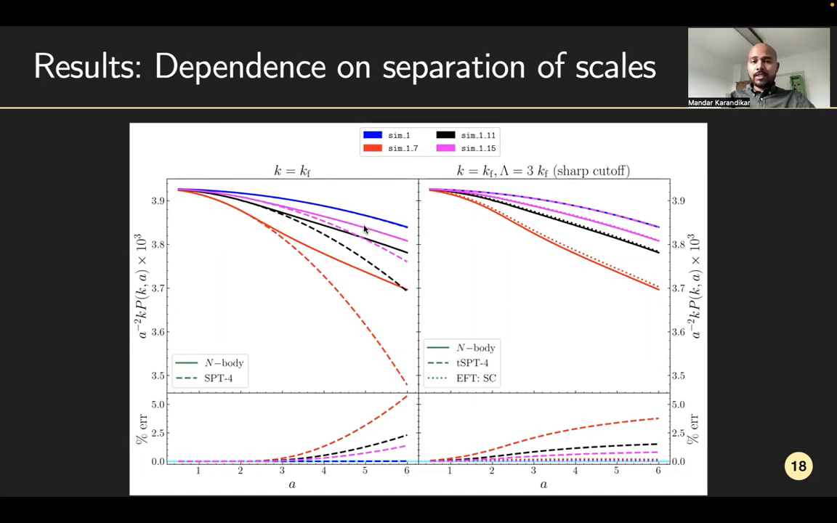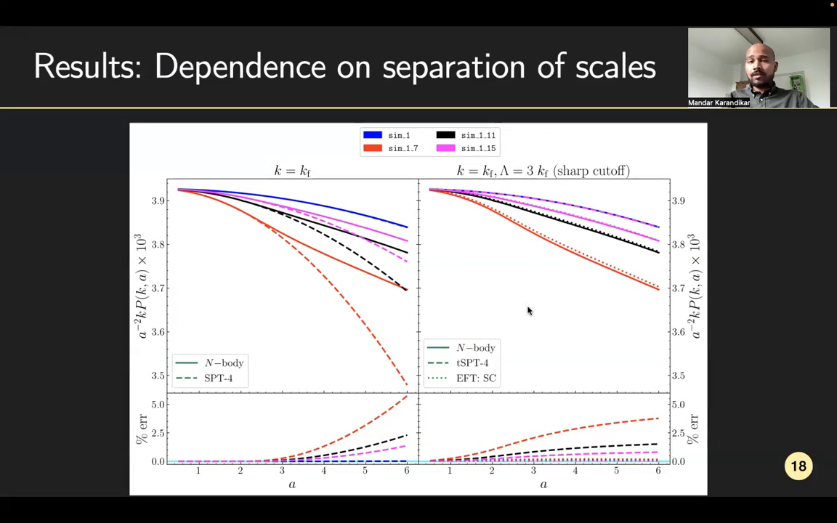As you introduce these modes, you can see in the n-body power here that there is a suppression of power as you reduce the separation, which is explained by the mode coupling between the short scale mode and the long wavelength mode. SPT makes pretty good predictions in each case, which is the dashed line, until a equal to 3 or so, but then deviates quite significantly. And as expected, as you reduce the separation, SPT becomes worse and worse. Right? For example, at a equal to 6, the Sim17 error is larger than 5%.